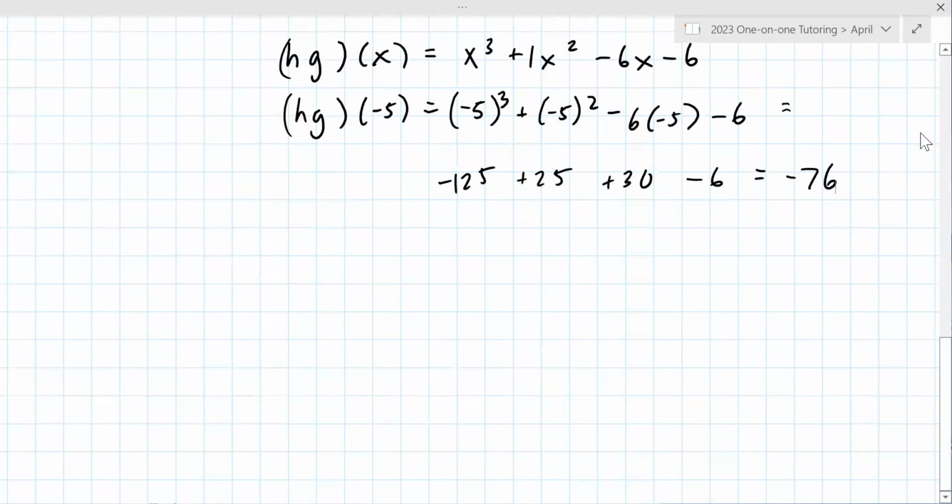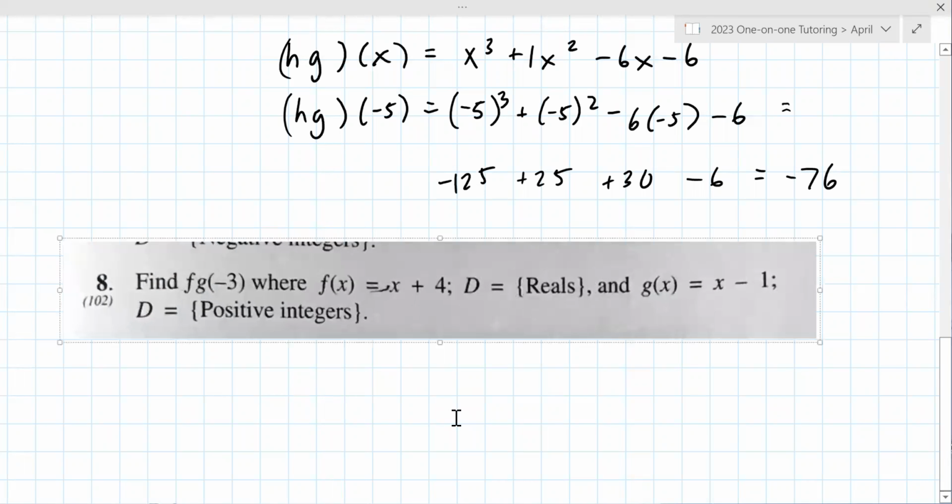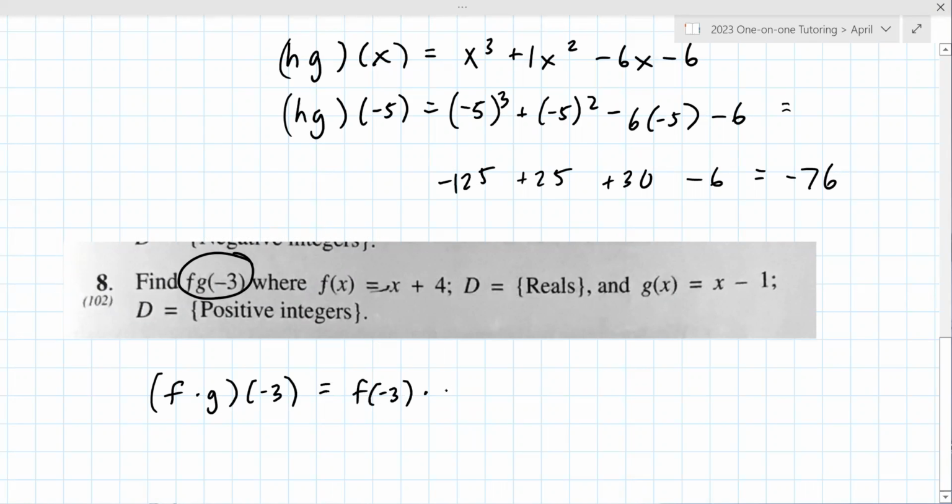Now, that choice only applies when it's asking you to evaluate, like they're asking in number 8. Number 8, they're asking you to find FG of -3. That means F times G at -3, which is really F of -3 times G of -3. Do you want to do that for us? Sure. Get those individual values, multiply them together.